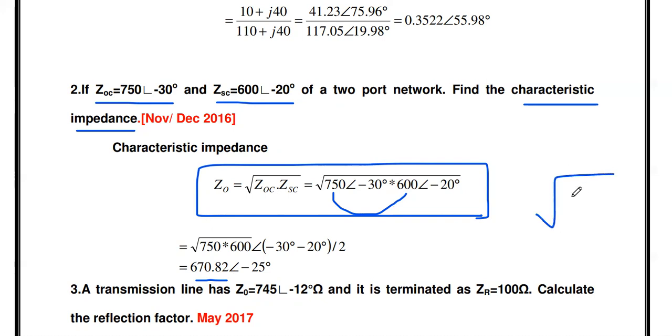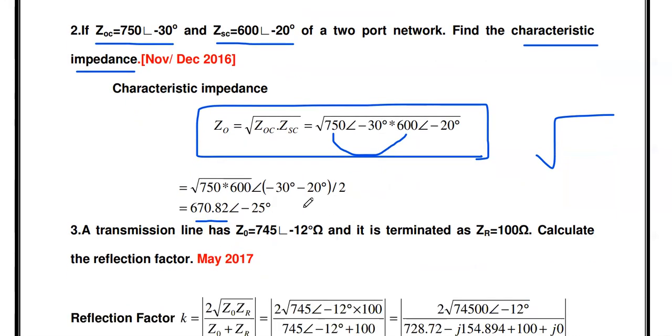Under the square root, the two angles are in multiplication, which means you just add the angles, and for the square root we have to divide by 2. So the angle is minus 30 minus 20, divided by 2. The answer is minus 25 degrees. So the characteristic impedance is 670 plus 82 with angle minus 25 degrees.